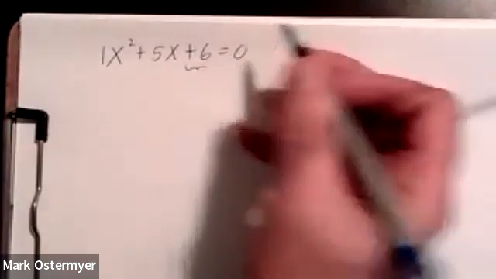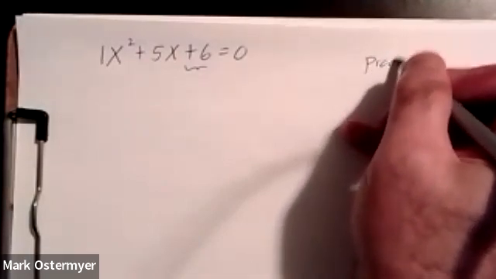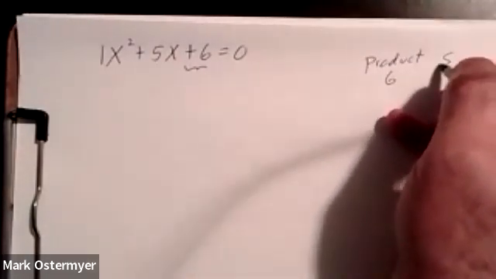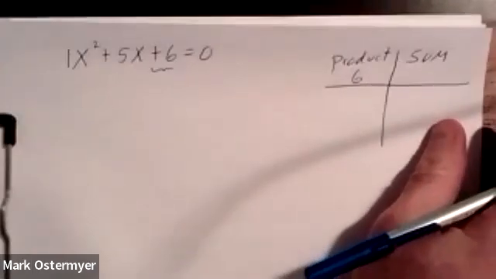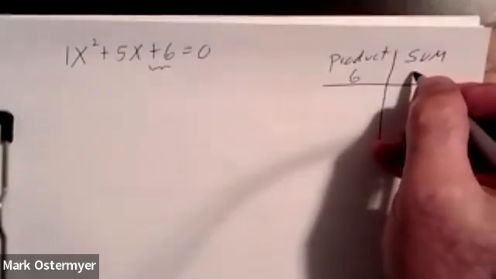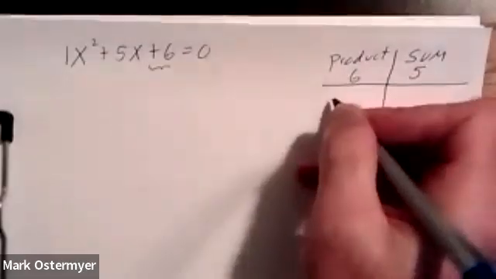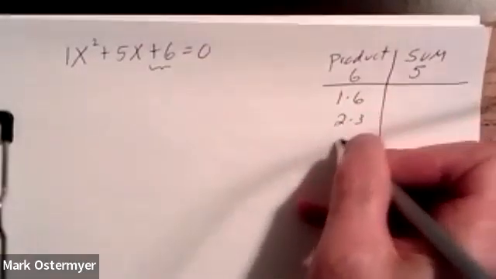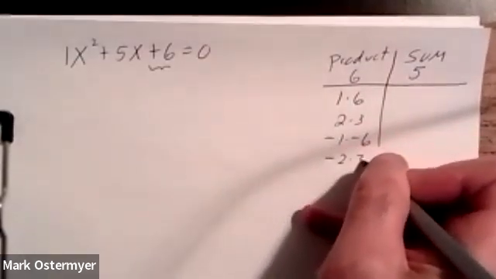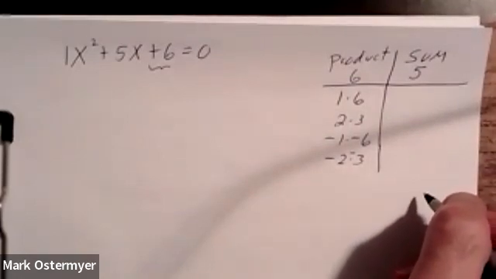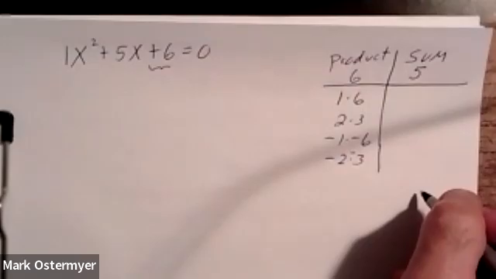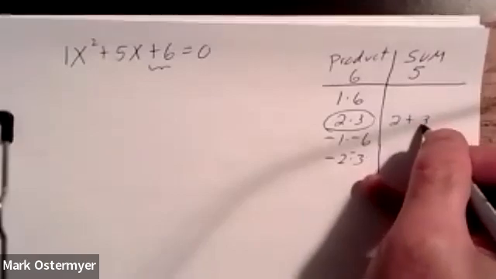I need 2 factors that give me a product of 6. And they have to add up to give me a sum of what? What does the sum have to be? 5. Can you think of 2 factors of 6 that add up to 5? 1 and 6, 2 and 3, -1, -6, -2, -3. These are all the factors of positive 6. Which ones add up to positive 5? Only 2 and 3. None of the other ones work.